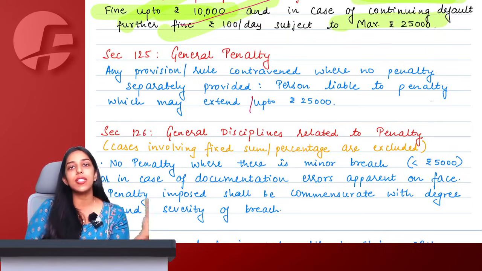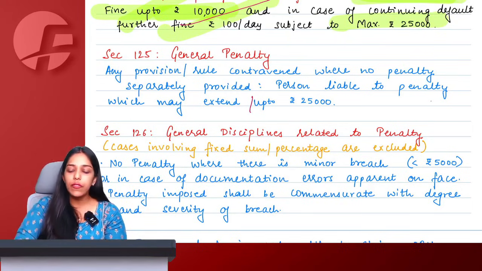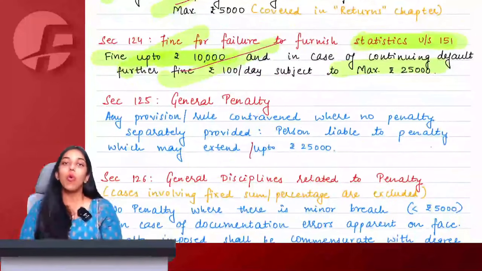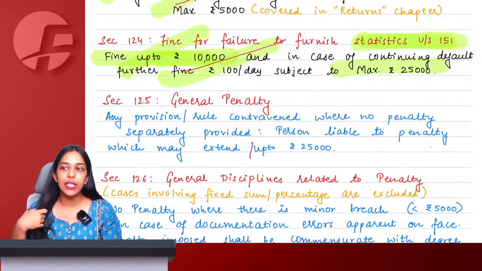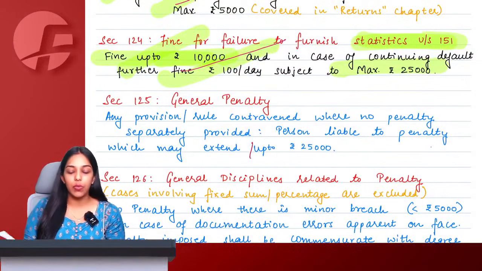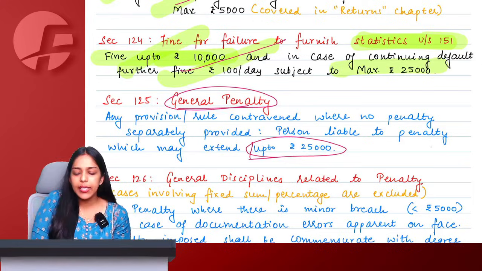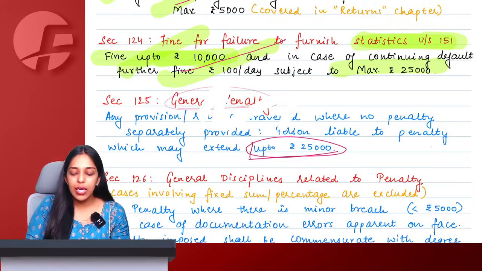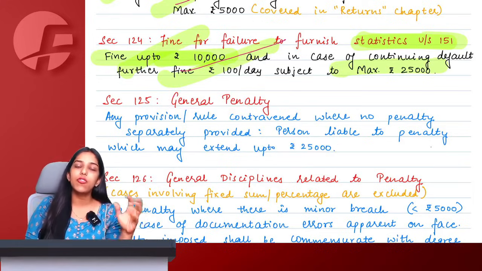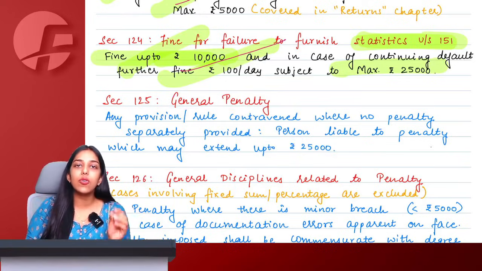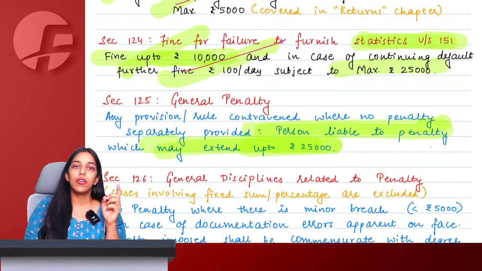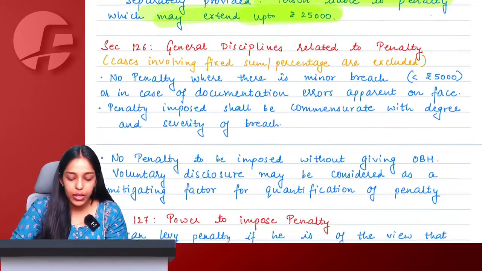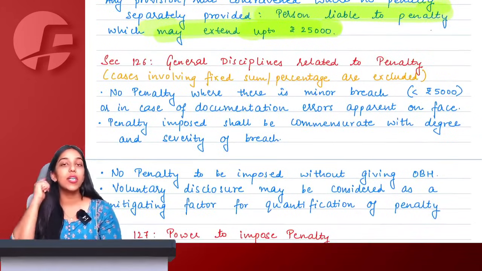Let us say you have not displayed that certificate. Then we have not studied any particular penalty, that what if ma'am I don't display the certificate. Then if there is not any particular penalty given for an offence, then you come under section 125 general penalty, which says anything up to 25,000 can be levied. So there can be some small offences for which government has not given penalty only. Then in that case you come under section 125 and officer can levy anything from you up to 25,000 as penalty. Okay, ma'am. Then we say general disciplines relating to penalty.